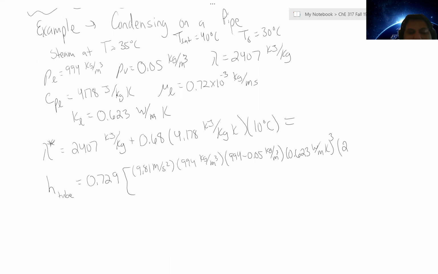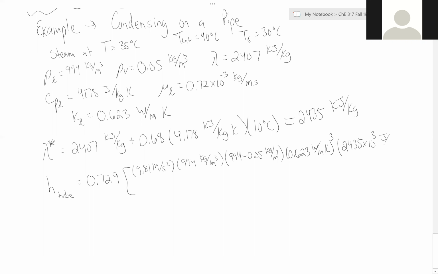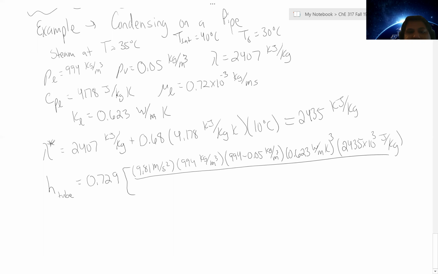I apologize. It ends up being 2435 kilojoules per kilogram. So if I put it in terms of joules, 2435 times 10 to the third joules per kilogram. All of that divided by our viscosity of 0.72 times 10 to the minus 3 kilograms per meter second times our Tsat minus Ts, 10 Kelvin, times our diameter, 0.03 meters. All of that to the 1/4 power.